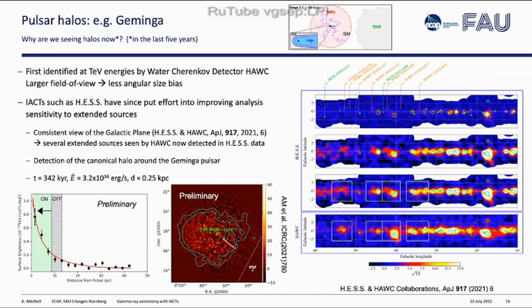A recent development is the identification of halos of escaped particles around accelerators, so specifically pulsar halos. And the canonical example of this is Geminga, which was first identified at TeV energies using data from HAWC, the water Cherenkov detector. This is a larger field of view, which means it's less biased towards just seeing sources with a smaller angular size than the field of view. And so one of the questions is, why are we seeing these halos now? It's mainly from water Cherenkov detector developments. And indeed, the same study put some effort into improving the analysis sensitivity to extended sources.